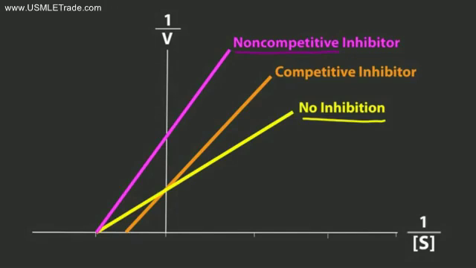So with a non-competitive inhibitor, the x-intercept doesn't change, but the y-intercept is going up. What happens when you increase your y-intercept? You're decreasing your Vmax. So a non-competitive inhibitor is going to decrease your Vmax. Now we're going to look at competitive and non-competitive inhibitors again in the next video when we talk about efficacy and potency. So let's take a second and practice these.